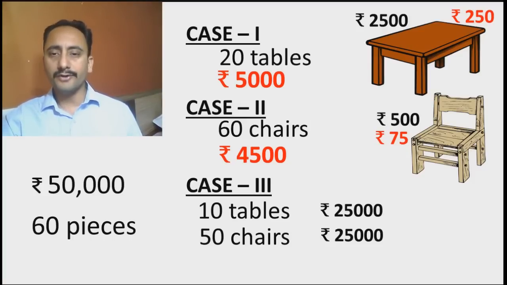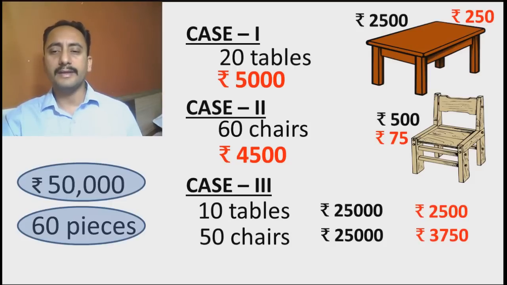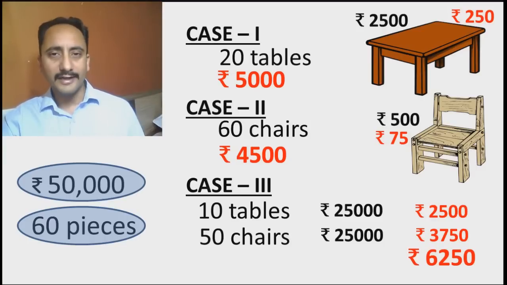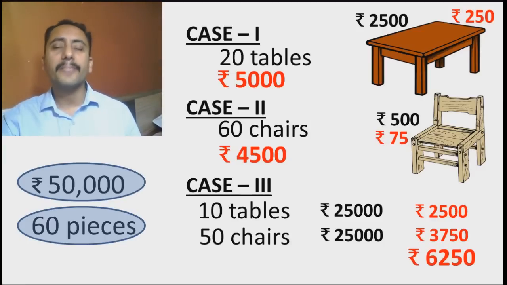And the profit on 10 tables will be rupees 2500 and on 50 chairs will be 3750. So the total profit is rupees 6,250. It means instead of purchasing 20 tables or 60 chairs, it will be better for him to go for 10 tables and 50 chairs.